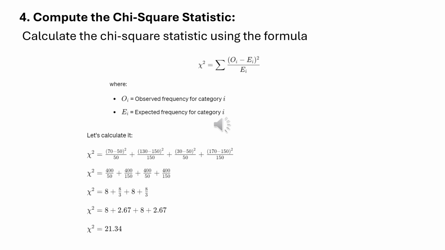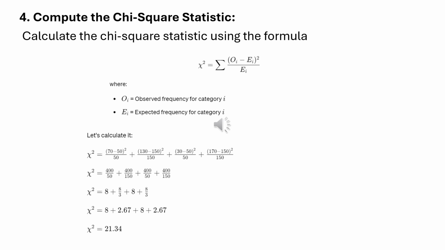In the first cell, that is smokers, among the smokers there are 70 having lung cancer. So the observed frequency is 70 and the corresponding expected frequency, shown in slide number 4, is 50. In the second cell, smokers having no lung cancer, the observed frequency is 130 and the corresponding expected frequency is 150.